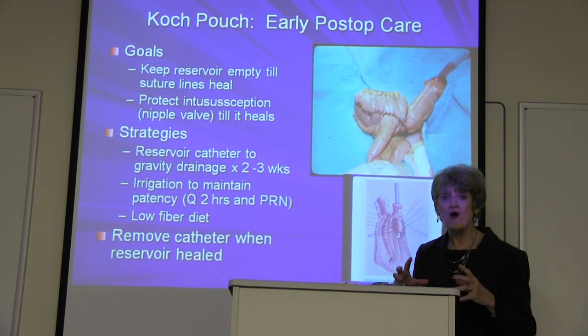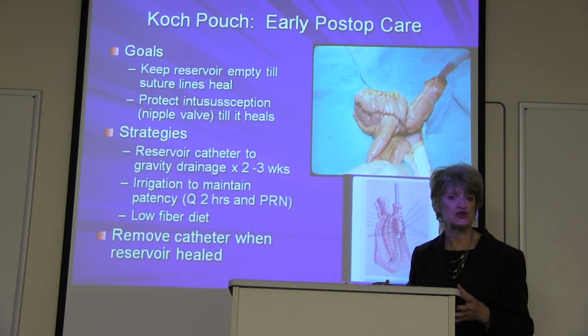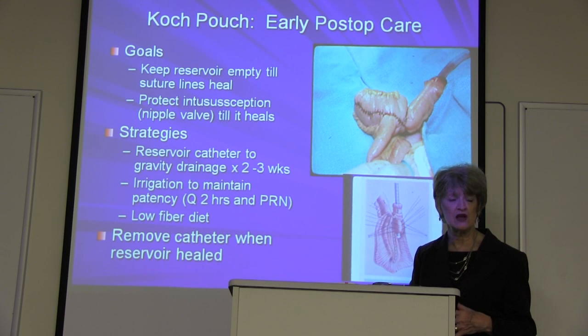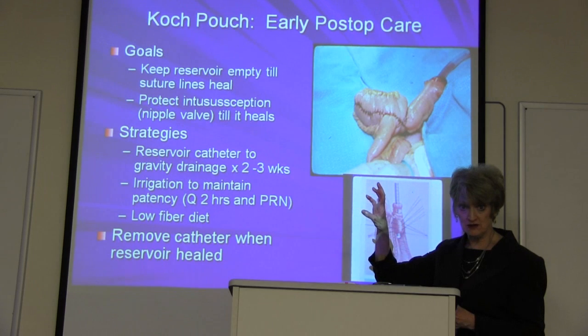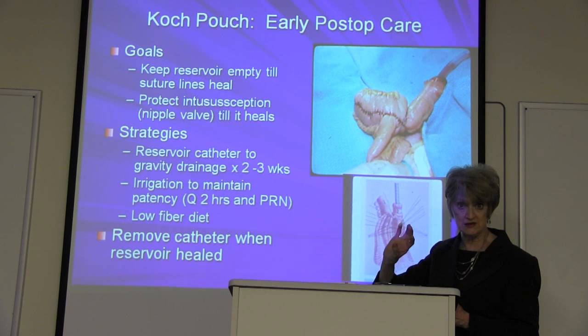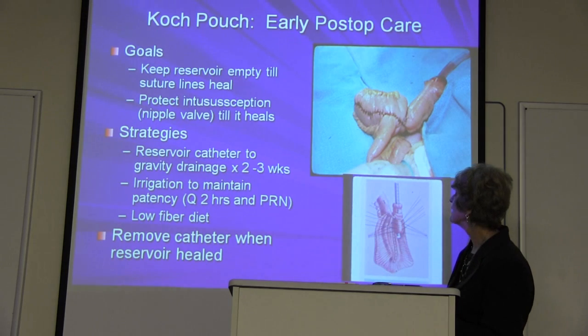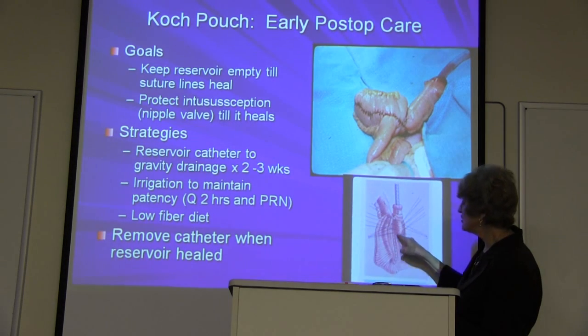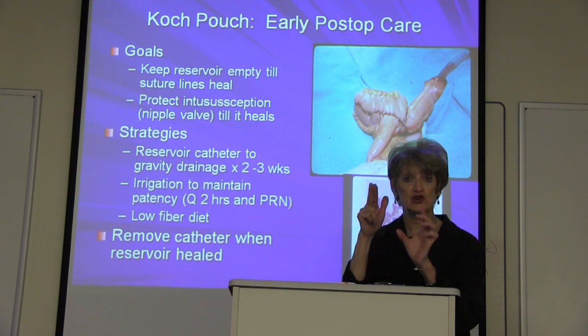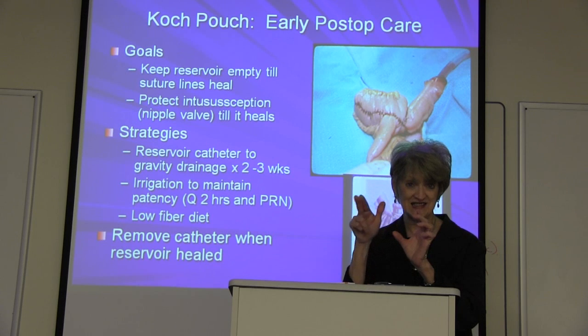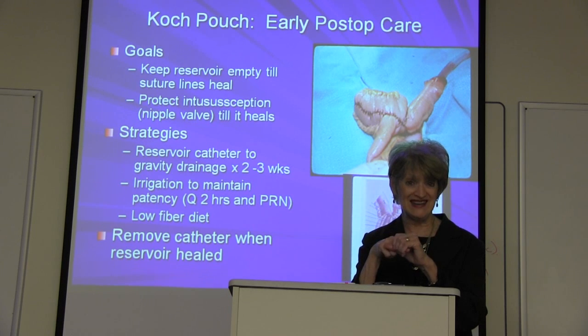We do not want the reservoir to distend prematurely. If the reservoir begins to distend before those suture lines have healed, you can get anastomotic breakdown and peritonitis. So goal number one, keep the reservoir decompressed for the first 2 to 3 weeks until healing is complete. Now think about the fact that we have just created this intussusception. So we've doubled the bowel back on itself, and then we've sutured or stapled the intussuscepted walls together. But that intussusception has to heal as well.